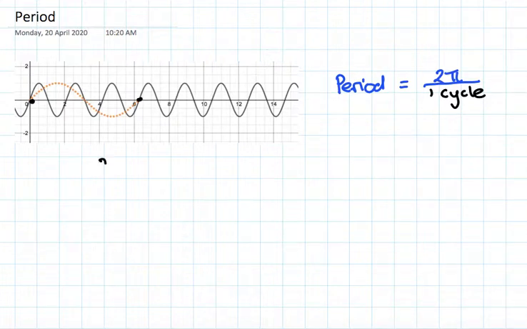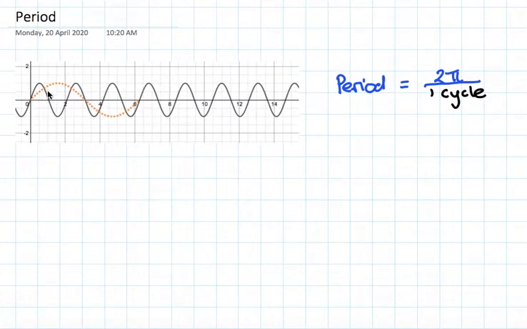That is normally 2 pi. So for the standard sine graph, 2 pi divided by 1 complete cycle, here's the cycle, equals 1. That's the period of a normal sine graph. So what's the period of this sine graph in black here?